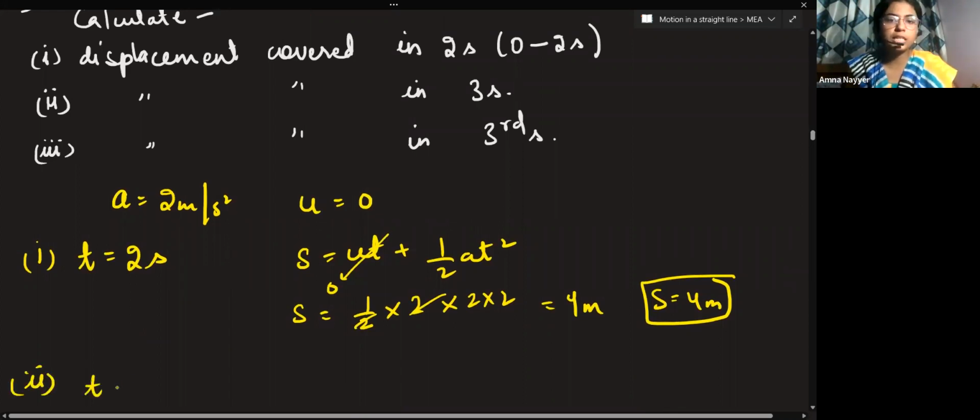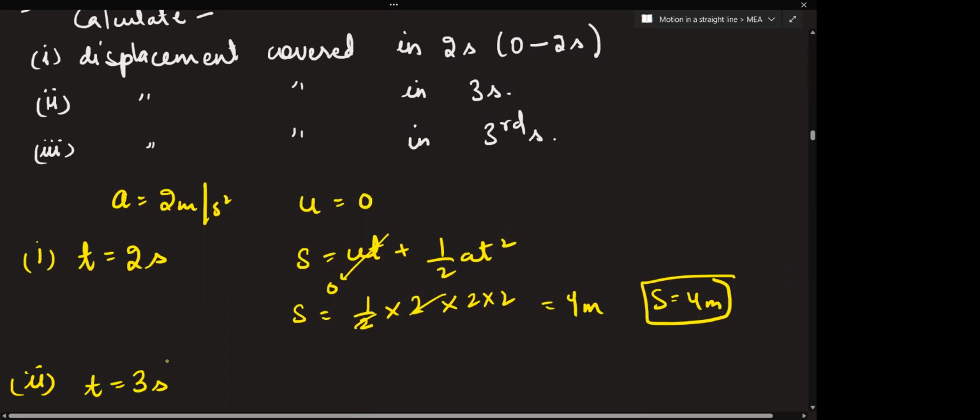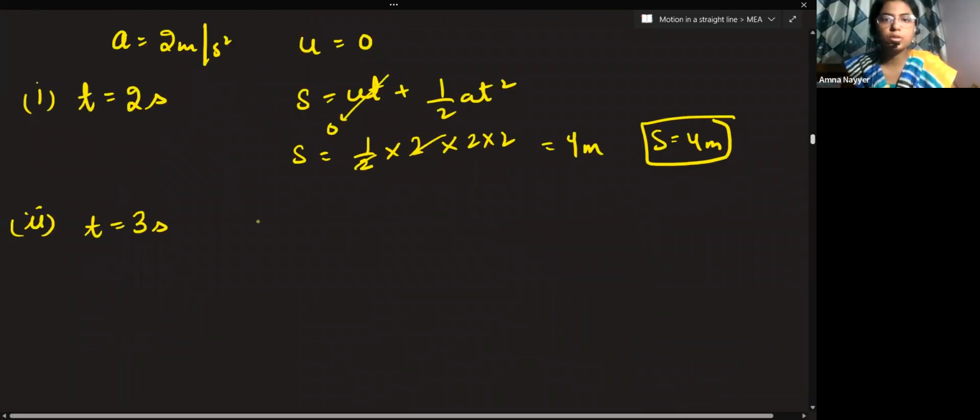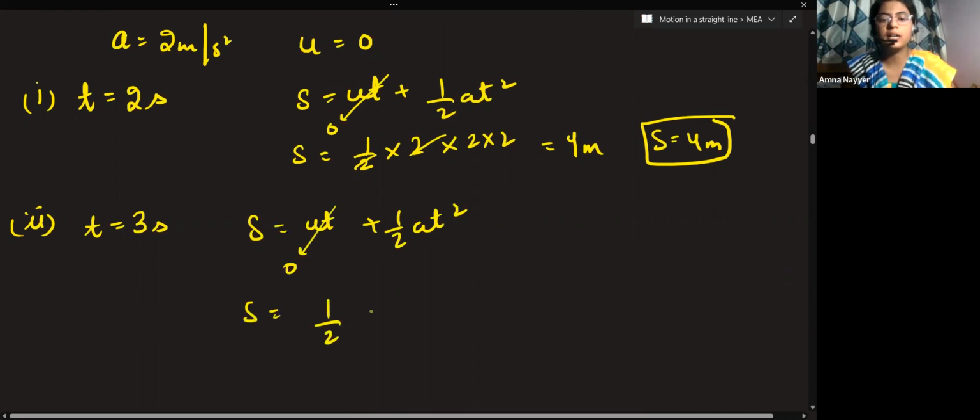Yes, Aisha, for t equal to 3 seconds, the same equation should be used. So this becomes again ut plus half at square. The ut term will be 0, so this will be equal to half a t square. That becomes 9, so S is equal to 9 meters.